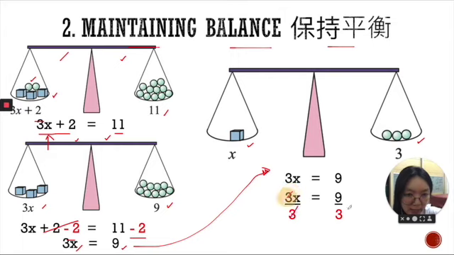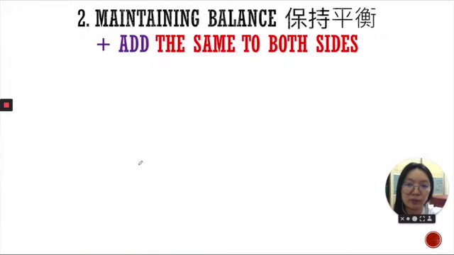I get x equals 3. This is how I find the answer for x. Very fast, very direct, by using minus 2 on the left, minus 2 on the right, divide by 3 on the left, divide by 3 on the right. So whatever you do on the left, you have to do the same on the right. Let's look at plus the same on both sides, left and right.